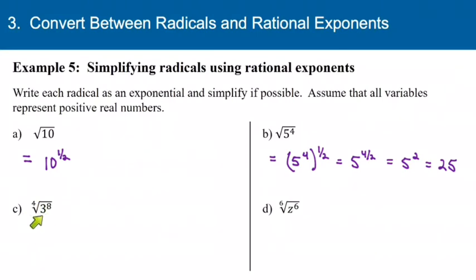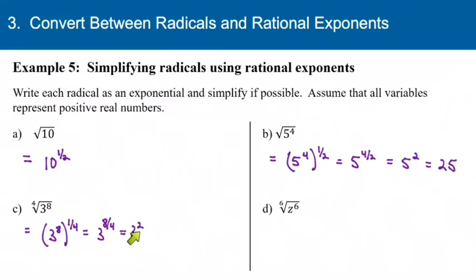So here, all we have to do is switch into exponent form. So we'll have 3 to the 8th raised to the 1/4. Now we multiply these exponents. 8 times 1/4 is 8/4, which is 2.